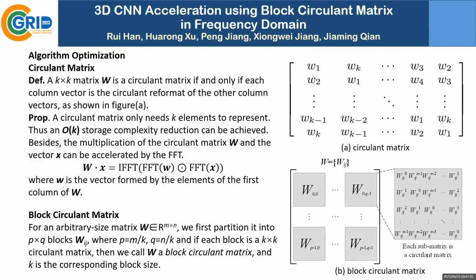However, not all matrices are square. For an m by n matrix W, we first partition it into p by q blocks W_ij, where p equals m divided by k, q equals n divided by k. If each block is a k by k circulant matrix, then we call W a block circulant matrix, and k is the corresponding block size, as shown in Figure B.